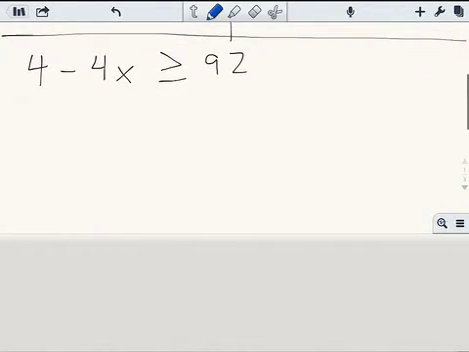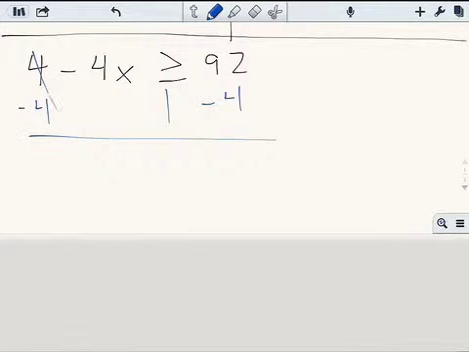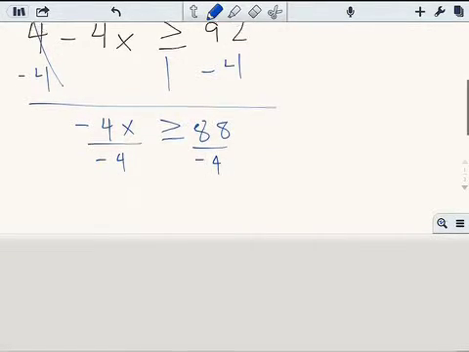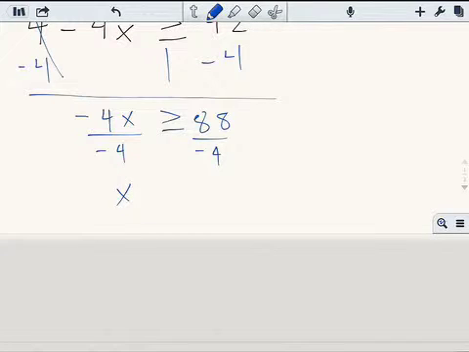Inequalities do have one kind of funny twist that we'll look at with this problem here. I'm going to take away 4 because there's a positive 4, so I'll get rid of that 4. I get negative 4x is greater than or equal to 88. Then I'll divide by negative 4, and here's where the twist comes in. I get x is, I'm going to write, less than or equal to negative 22. And you might notice that I changed the direction of my inequality sign. That might be a little bit weird to you.